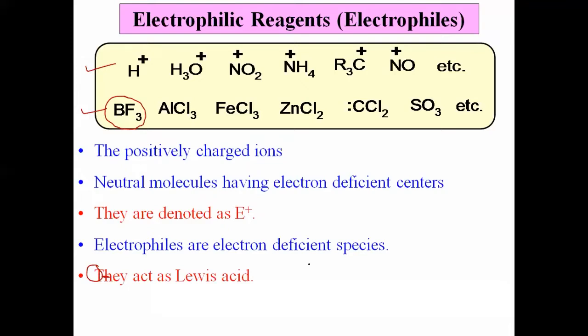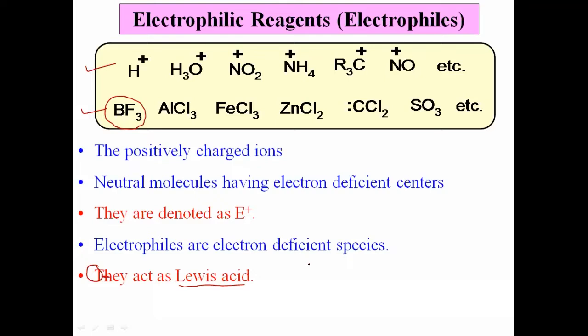they act as a Lewis acid. This is a very important concept. What is meant by acid and base according to Lewis theory? We must know what Lewis theory is. According to Lewis theory, the substance which can donate an electron pair is called base, while the substance which can accept an electron pair is called acid. Now, what about our electrophile?